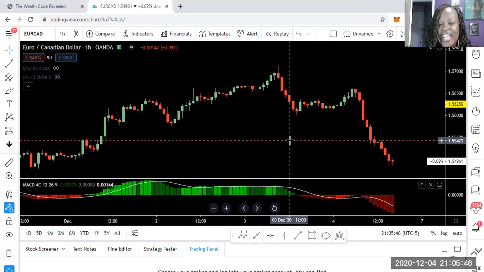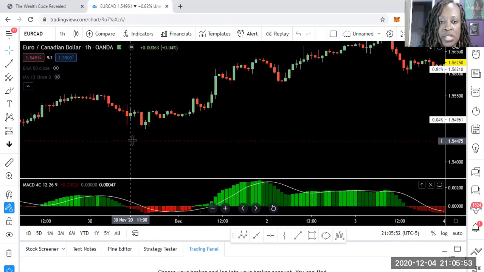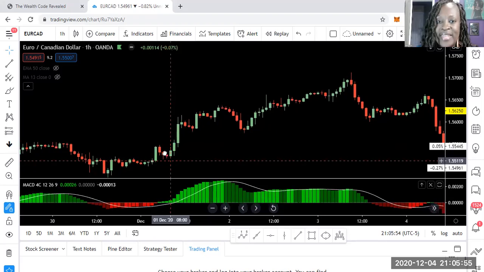All right, so what we're looking for is engulfing candles. That's it, right? Now, this is a nice little up move going on. I'm not saying that this is the trend.